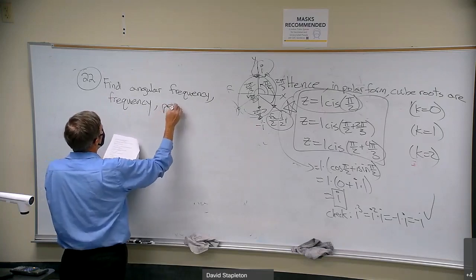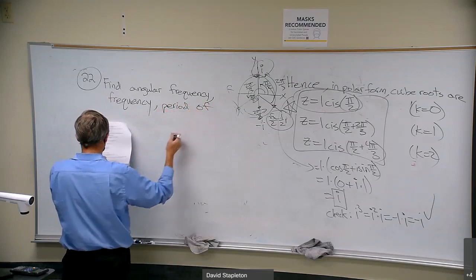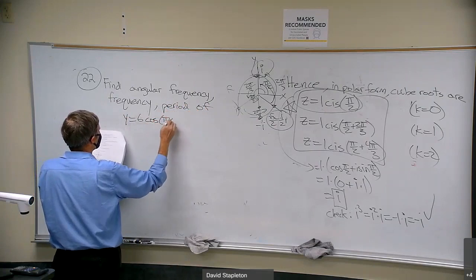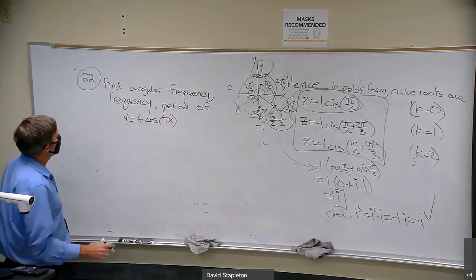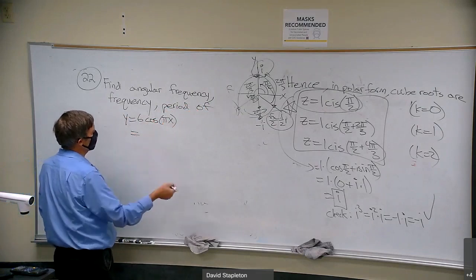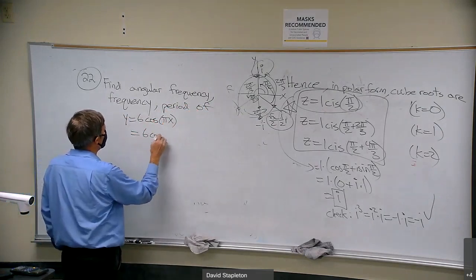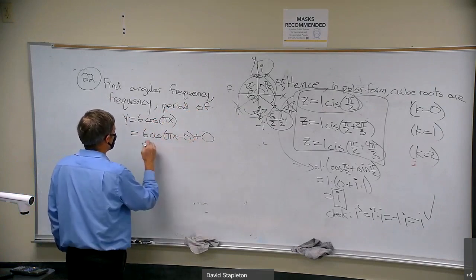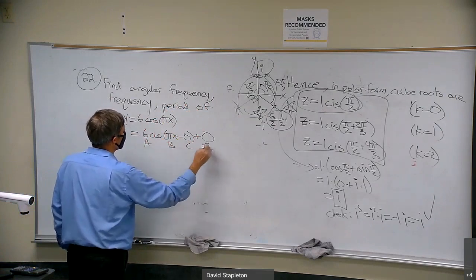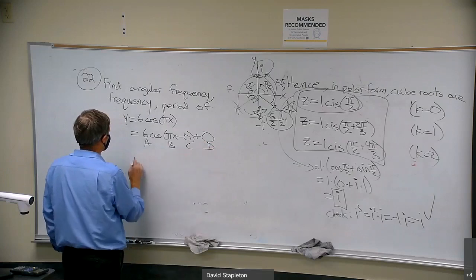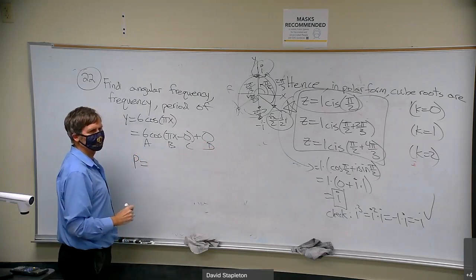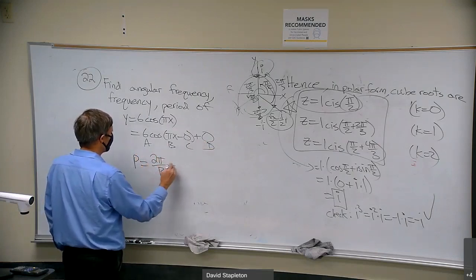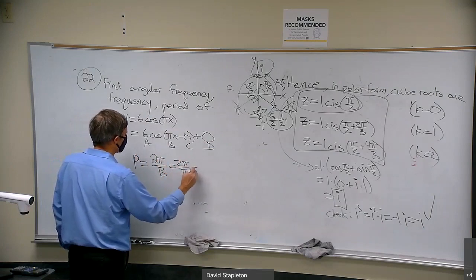And period of y equals 6 cosine pi x. What you do is you rewrite this in the a cosine bx minus c plus d form. 6 cosine pi x minus 0 plus 0. Right? So here's a, b, c, and d. The period you already know. What's the period for a cosine? From the other problem. 2 pi over b, yeah. So it's 2 pi over pi. This one has period 2.